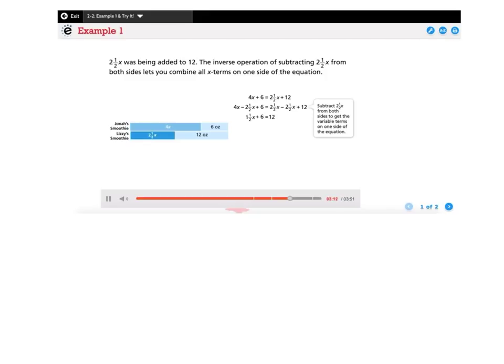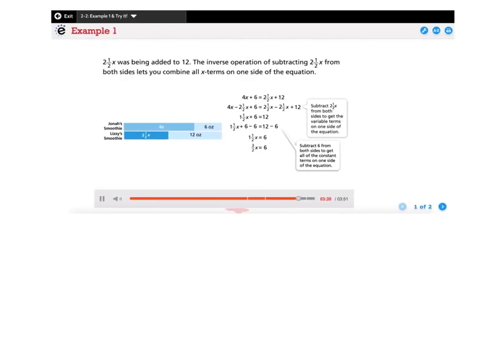Subtract 6 from both sides to get all of the constant terms on one side of the equation. Again, we have only one constant term left. Here's an equation that we definitely know how to solve. If you rewrite 1 1/2 as 3 halves, then you can multiply both sides by the multiplicative inverse, 2/3. So this method also shows that x is equal to 4.